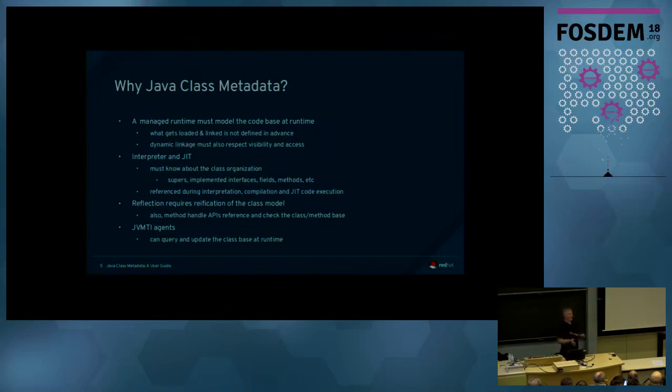And obviously it's needed for compiling and optimization. To make sure that's correct and sound, you need to reference the class model. Reflection actually requires you to reify the class model in memory. You've got to create an instance of java.lang.Class, and potentially when you start doing reflective operations, create proxies for methods, fields, and method handles. So you need a knowledge of what's in the class base to be able to do that. And finally, JVM TI agents need to be able to scan and query the class base and maybe update the bytecode, and you've got to ripple the effects of that change through the rest of the JVM. So you really need a model of the class structure.